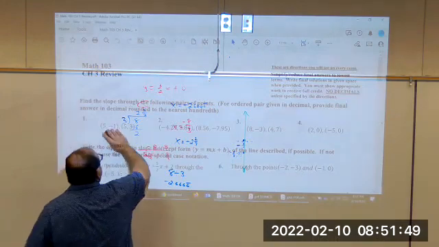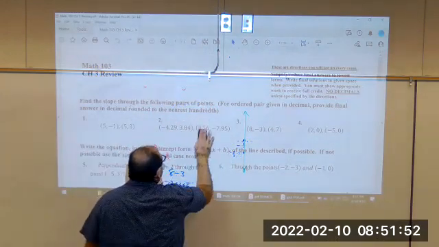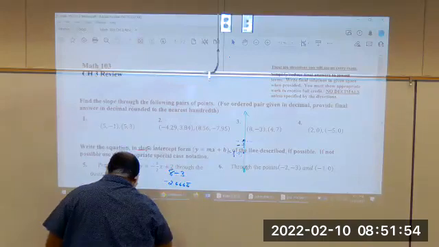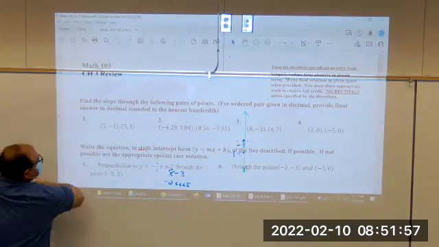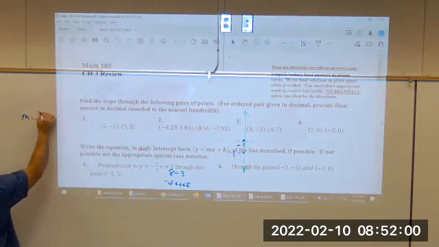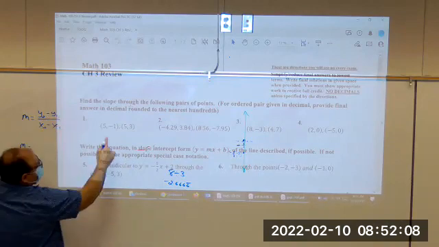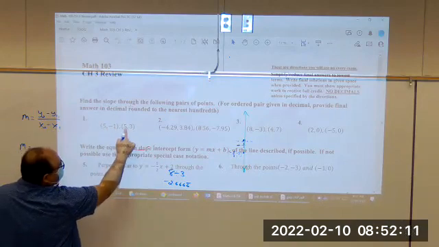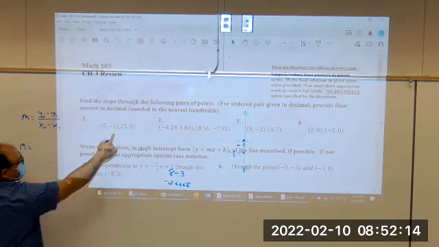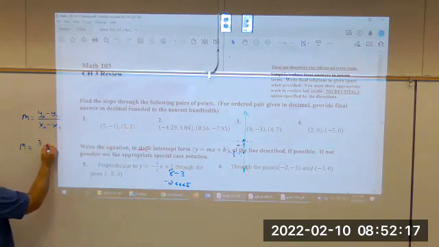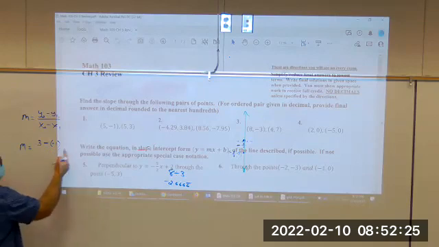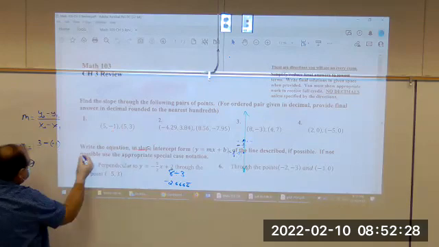Find the slope through the two points. So slope is y sub 2 minus y sub 1 over x sub 2 minus x sub 1. Which y, the -1 or the 3, do you want me to start with? If I start with this y, 3, minus this y, parentheses, -1, so this y minus that one, over.